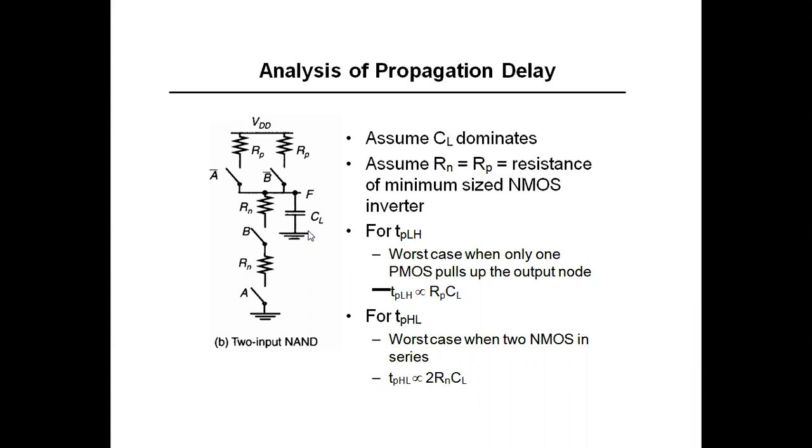So this TP high to low is directly proportional to twice Rn into CL. Why twice Rn? Because there are two NMOS and two resistors. CL is only one at the output. So it is twice Rn multiplied by CL.